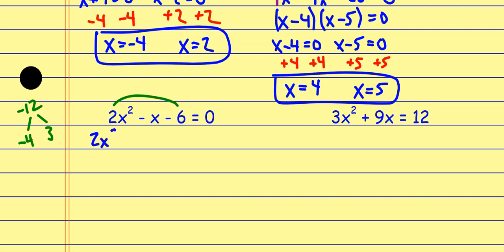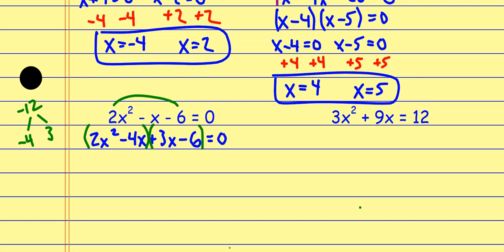I rewrite this as 2x squared. And then that negative x in the middle I write as a minus 4x and a plus 3x. A negative 4 and a positive 3 still gives me that negative 1 in the middle. But I'm splitting it up and writing it as 4 terms now so that essentially I can do factor by grouping.